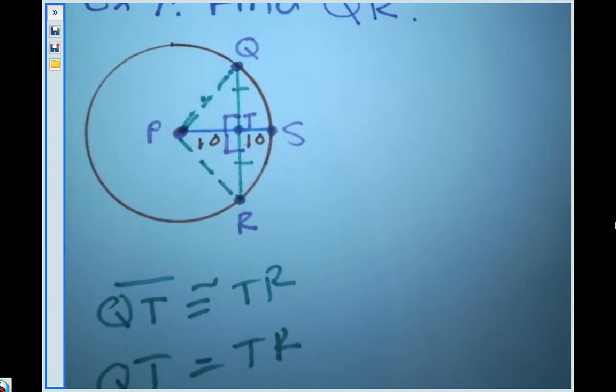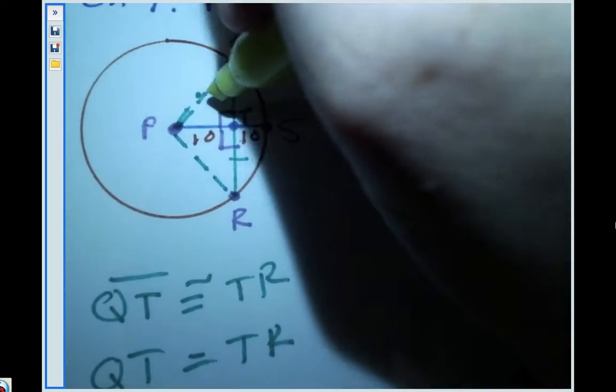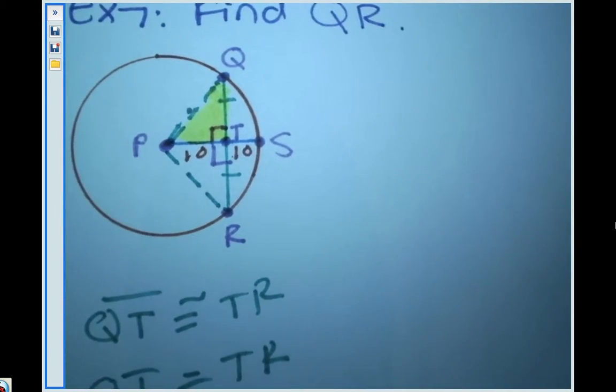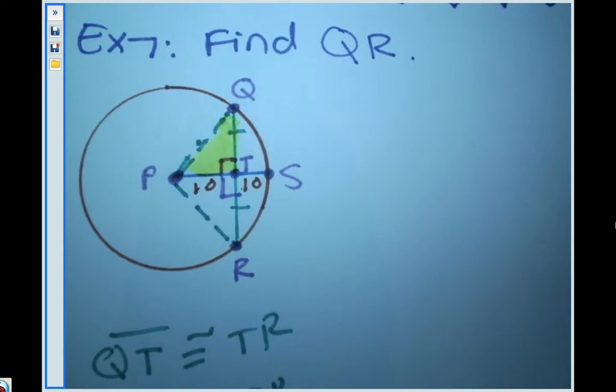So, I'm just going to use the one on top just because it's speaking to me. So I'm going to be using this right triangle right there. Me and this triangle, we had a conversation, and we're on good terms. So I'm going to use that triangle right there.